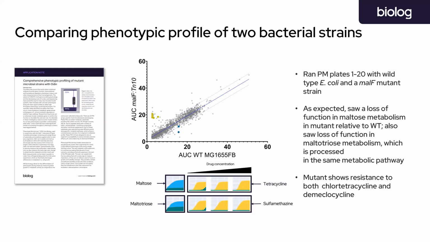If we also look at the points to the left of that concordance line, those yellow points, it indicates that our mutant has gained resistance to tetracycline, which are those yellow curves that you see. So not only does this confirm our genetic construct, but it also reveals novel phenotypes about the mutant strain, and that it also has increased resistance to sulfamethazine.